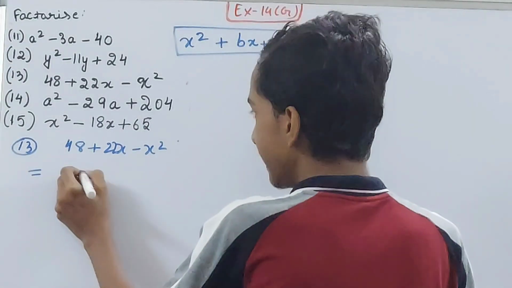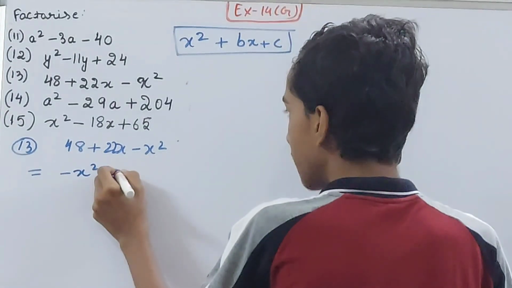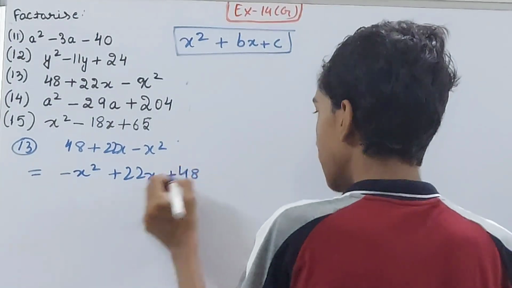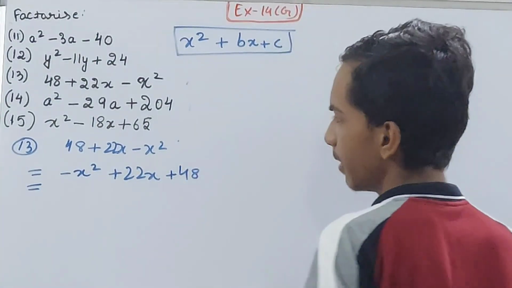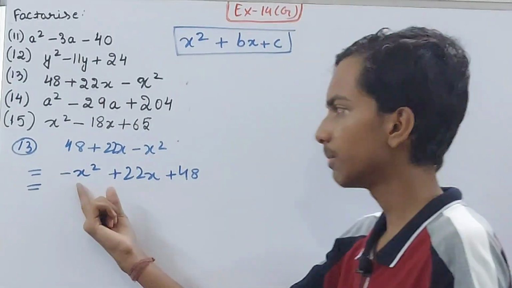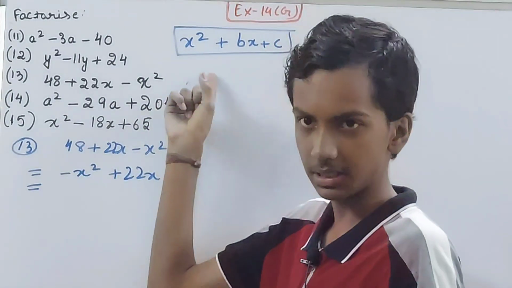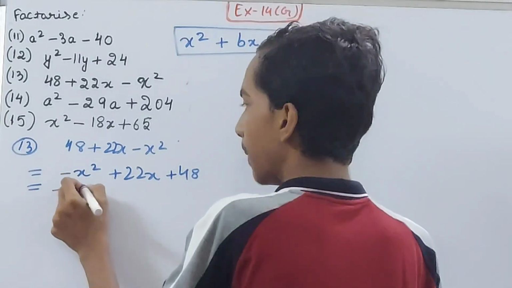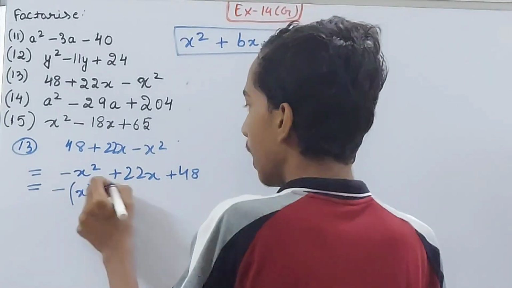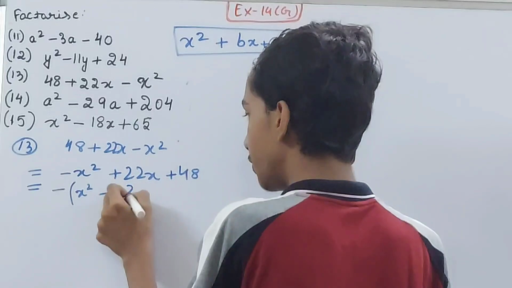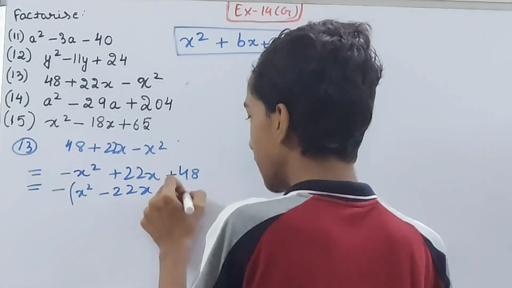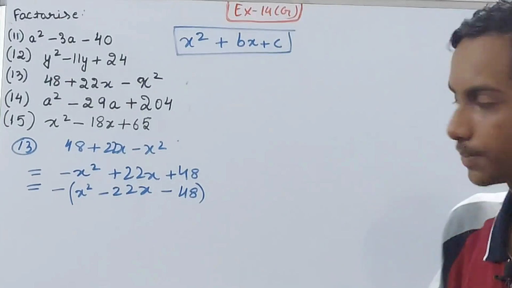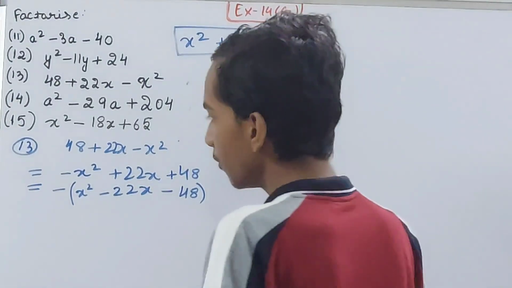I will first write minus x square, then I will write the middle term, that is plus 22x, then I will write the last term, that is plus 48. But still it's not coming perfect. Why? Our first term is minus, which should be positive in this expression. So we will take the minus outside the bracket. Minus x square will become plus x square, plus 22x will become minus 22x, and plus 48 will become minus 48. That is clear. The sign of the numbers inside the bracket will change. So that is okay. Now we can factorize.